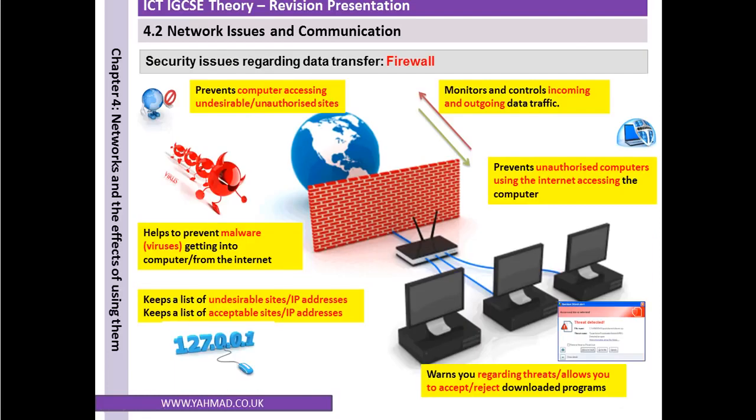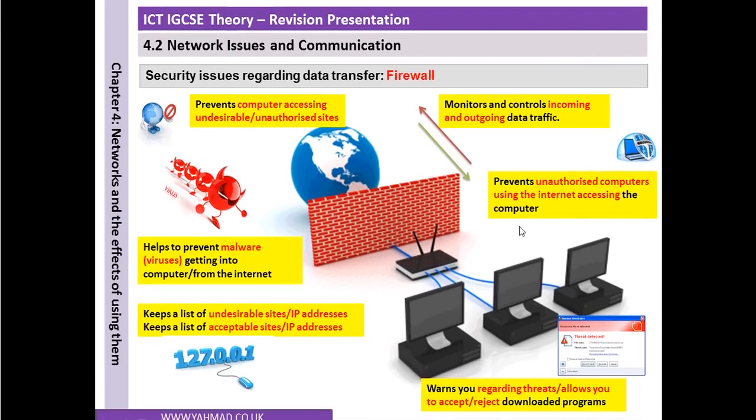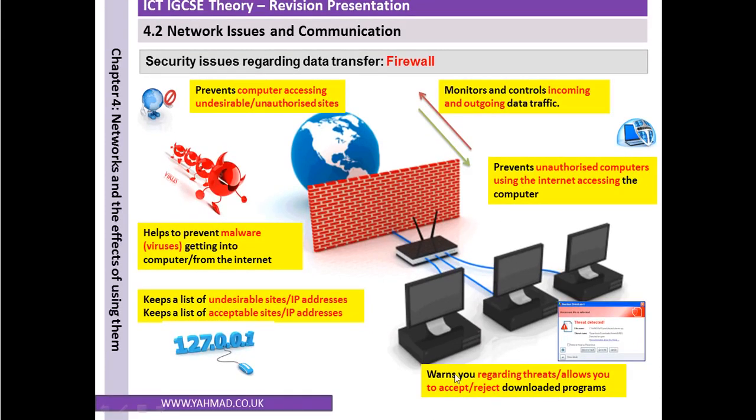Okay, so safety issues regarding data transfer. How can a firewall be used to improve security in a network or on your home computer? A firewall will prevent computers accessing undesirable or unauthorized websites. A firewall will monitor and control incoming and outgoing data traffic, prevent unauthorized computers using the internet from accessing your computer, warn you regarding threats, and allow you to accept or reject downloaded programs.